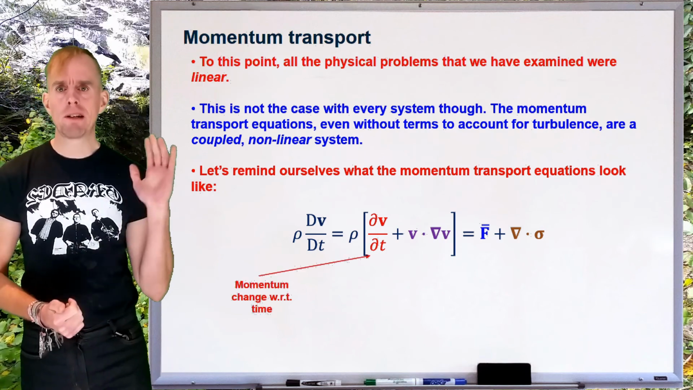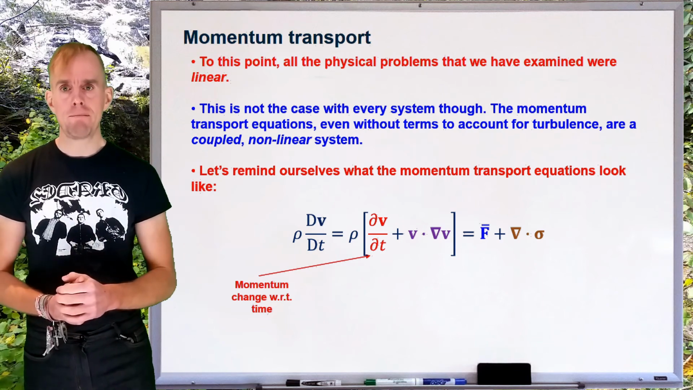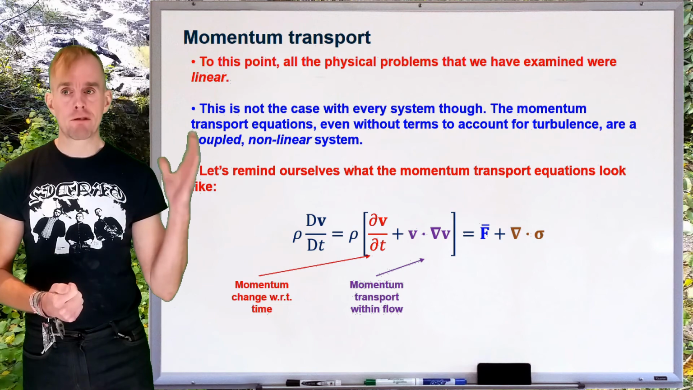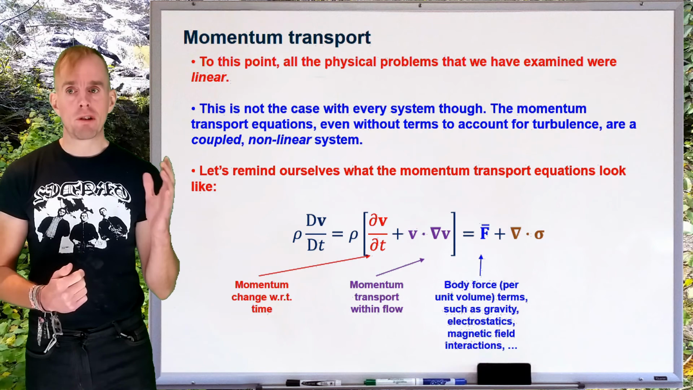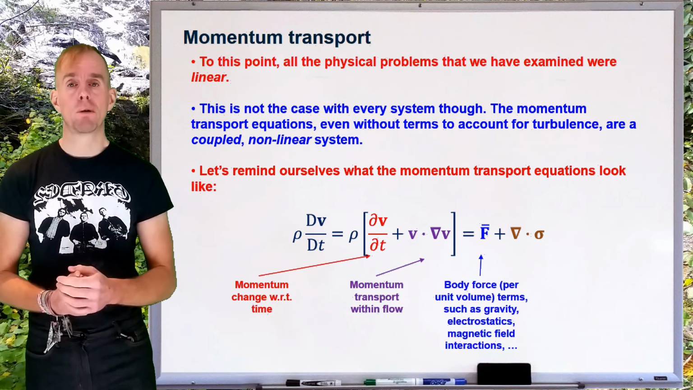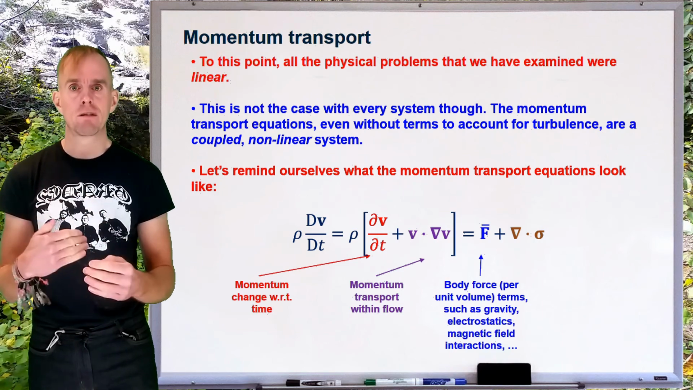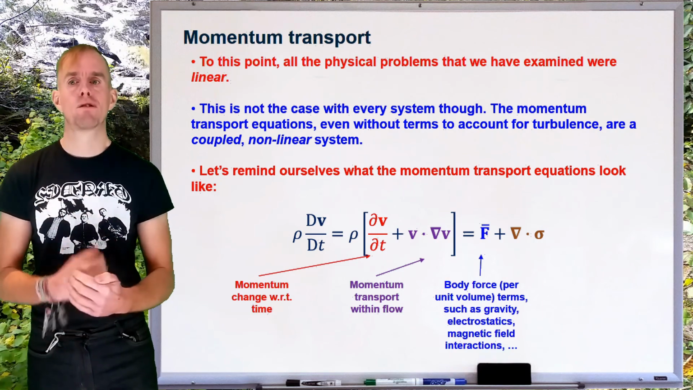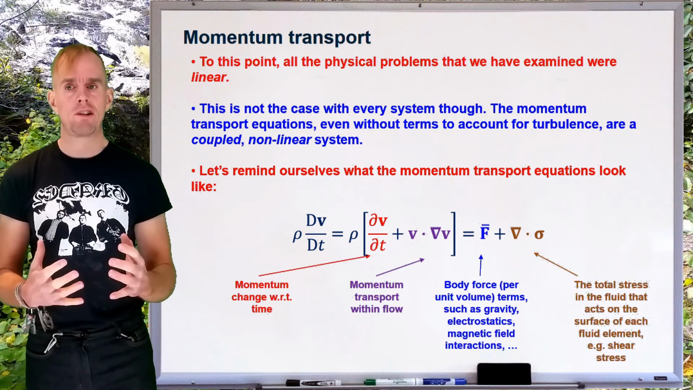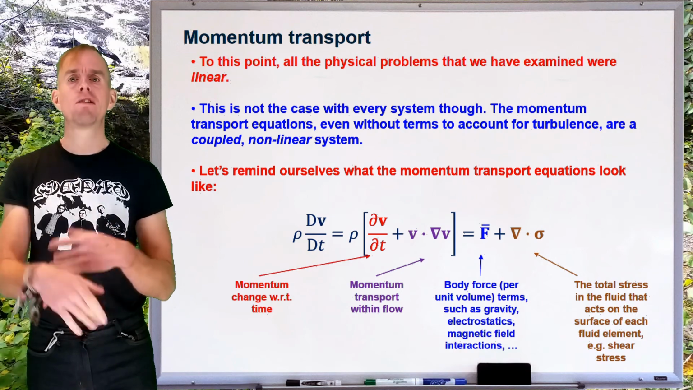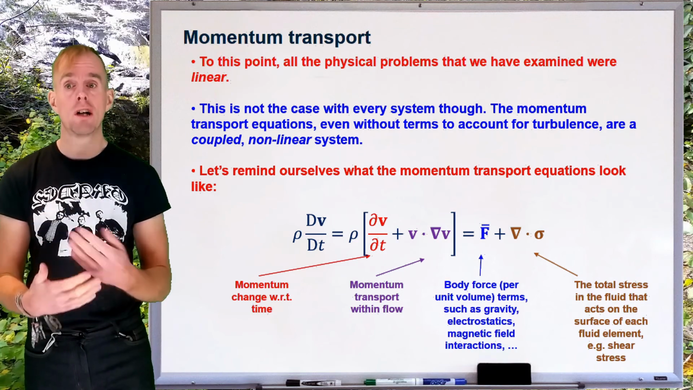So when we look at our momentum transport equation written very generally, we've got momentum change with respect to time. We've got our volumetric momentum transport within a flow. We've got then body forces posed on a volumetric basis that will give rise to that volumetric momentum change. So we've got things like field-matter interactions such as gravity or magnetic fields or electrostatic fields. And then we've got that divergence of a total stress tensor, which we'll explore more in a minute. But we said physically what this represents are forces that act on the surface of a material, such as pressure or shear stress.